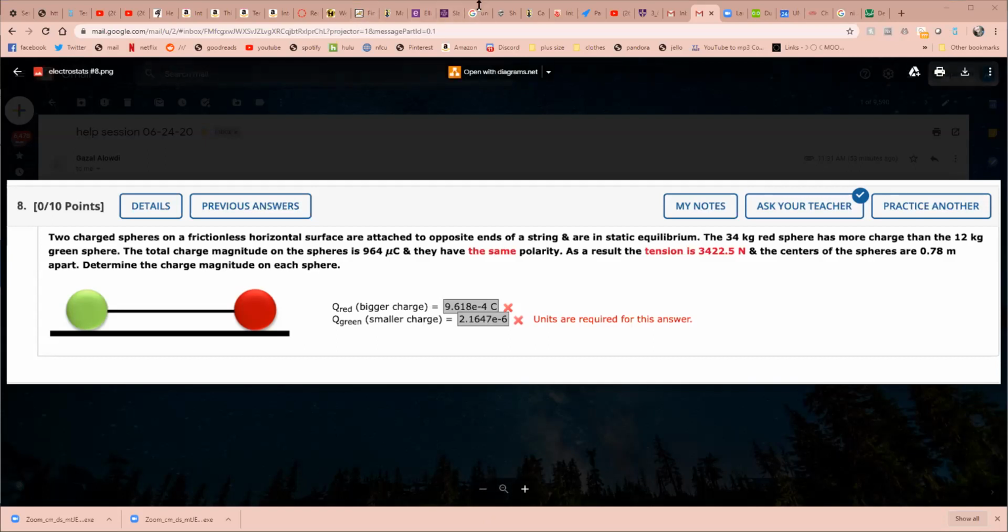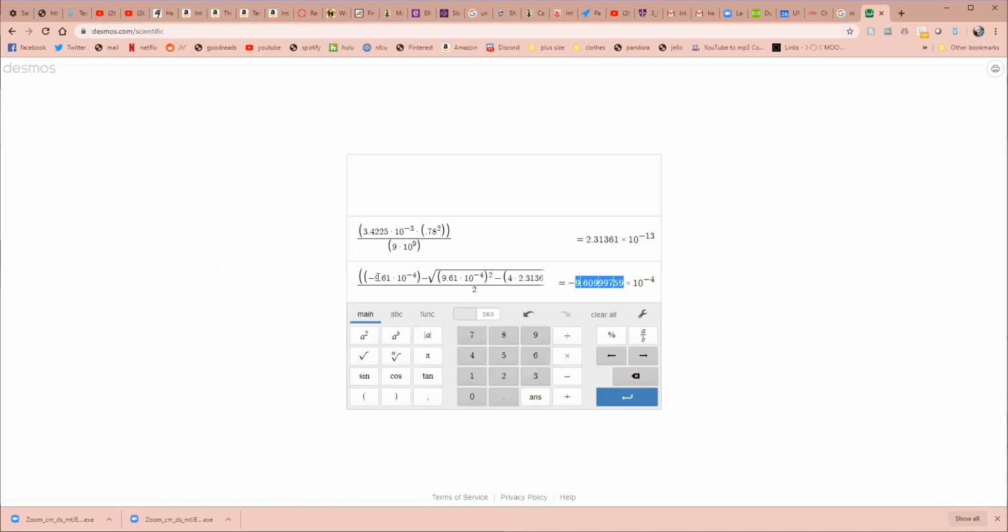Sorry, quick question. Yes, sir. So when we have, could you show how to convert from millicoulombs to coulombs? Because every time I get confused on how we're going to convert from 10 to the -6 to whatever we need.